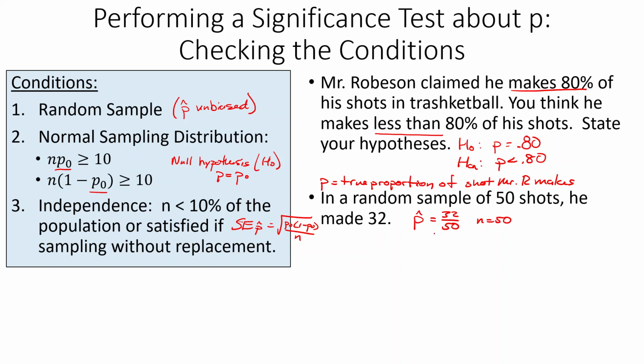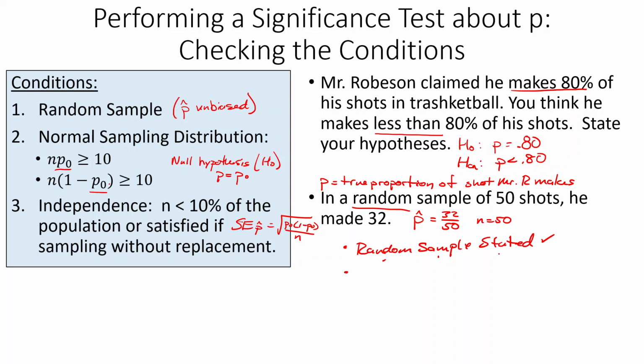So now we can check our conditions here. First of all, it said random sample. So for our first condition, we would say random sample stated. Notice I didn't just write the word random and put a check mark. I wrote the words random sample stated. That's what you need to write, guys.